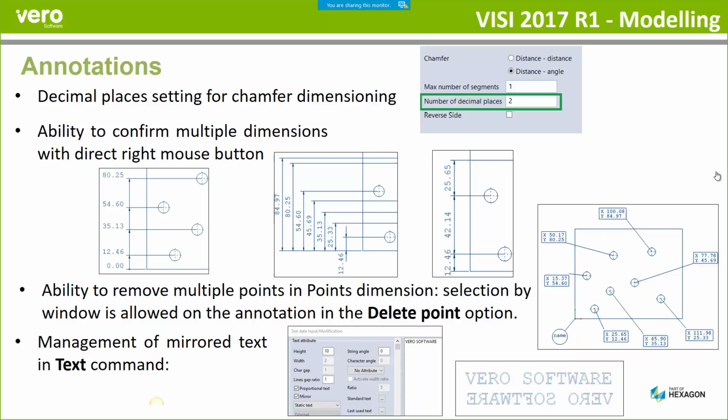And within the text interface, when you're creating text, there's a new tick box to specify whether you want to create text in its correct orientation, or you can click this new option to mirror it. So you can mirror or enter text in a mirrored orientation. If you're doing engraving and things like that, that's useful.